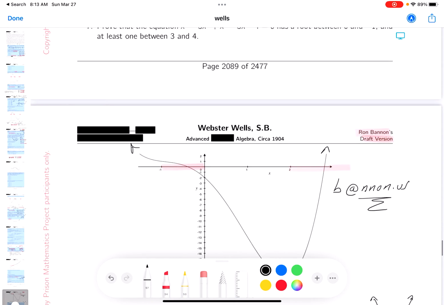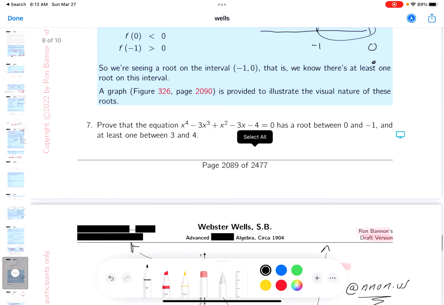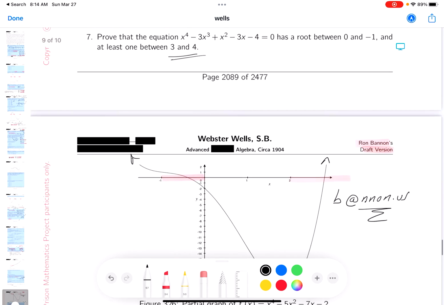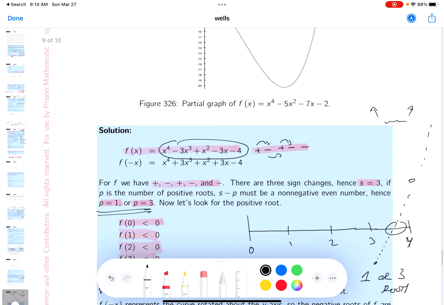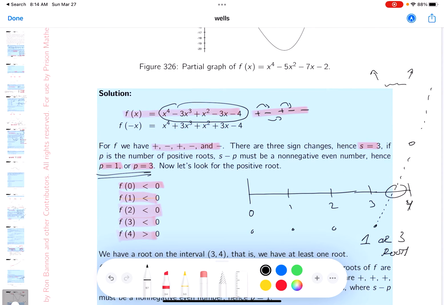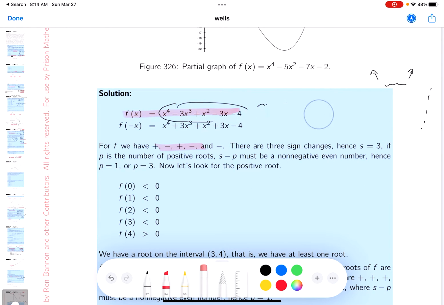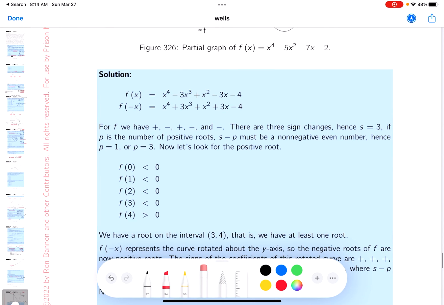Let me see if that's what they asked me to do. At least 1 between 3 and 4. We did that. We have at least 1. It could be 1 or 3. All right, let's do the rotated version of it. I don't think I did that yet. Let me get my eraser out. The first part's been covered. Let's do the second part.